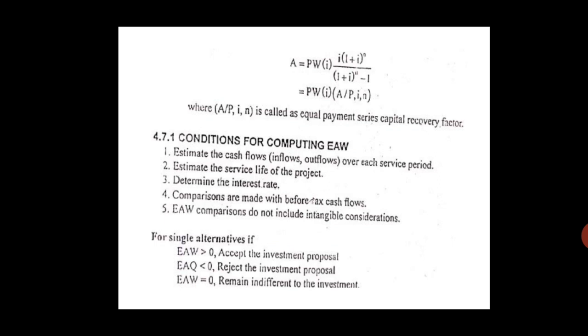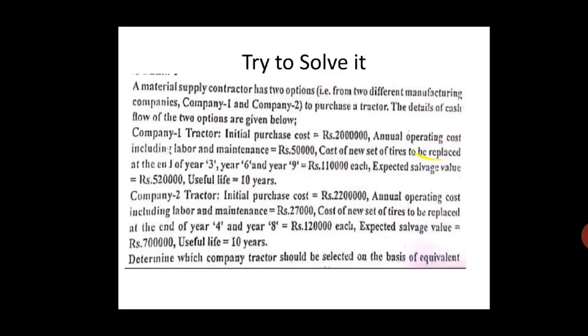And see here, everything is only tangible, whatever we can see and calculate, not intangible things. And for accepting the alternatives, EAW should be greater than 0, then accept the proposal. If EAW is less than 0, then reject the proposal, and if it is equal to 0, then remain indifferent to the investment. So you can see again there is some numerical here.